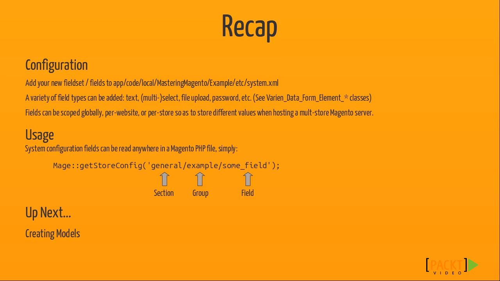Also, fields can be scoped globally, per website, or per store, so that when you're having multiple stores hosted by Magento, they can be configured uniquely. When it comes down to using system configuration values in your code, you can use the Mage::getStoreConfig function to read the config values from the database.